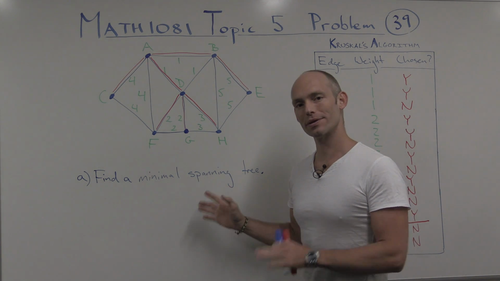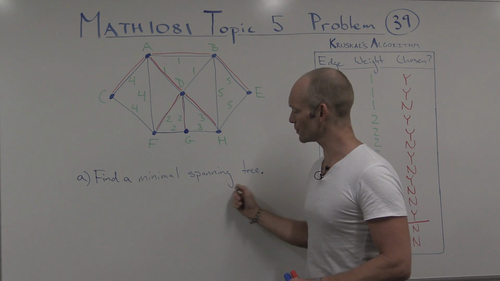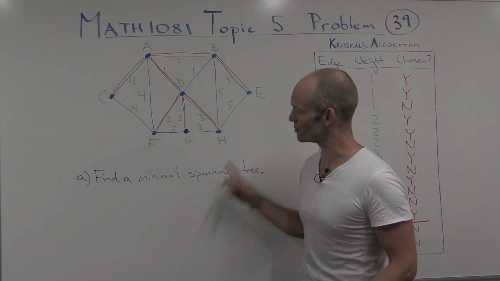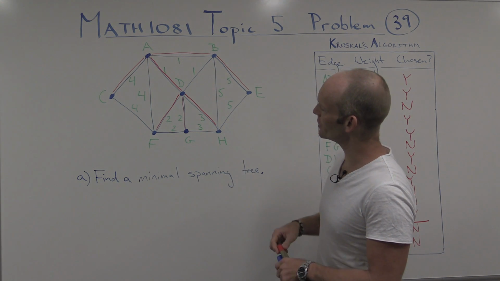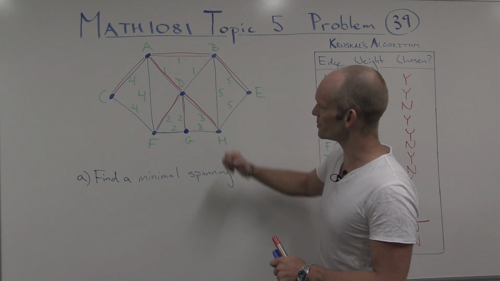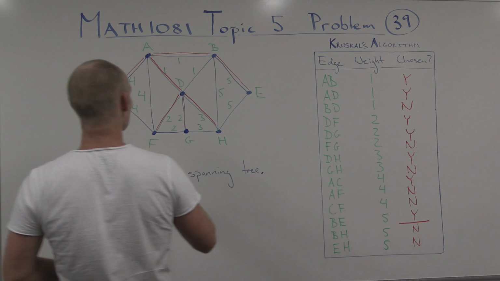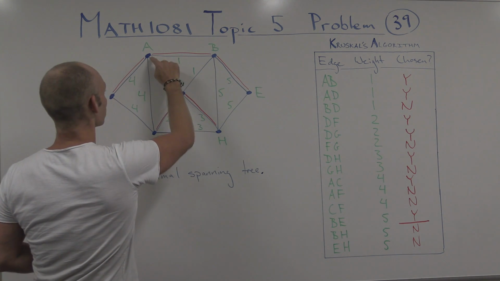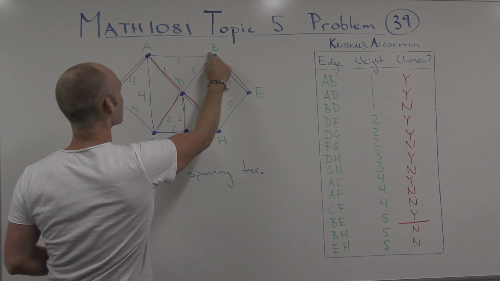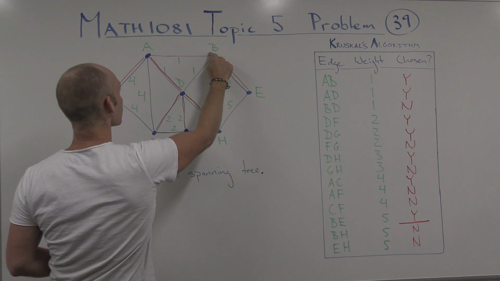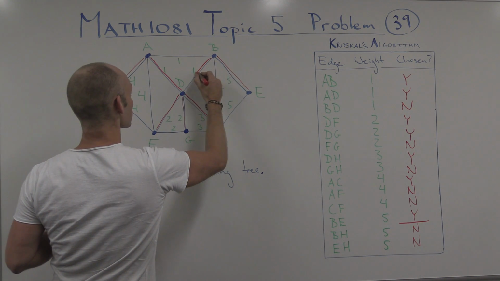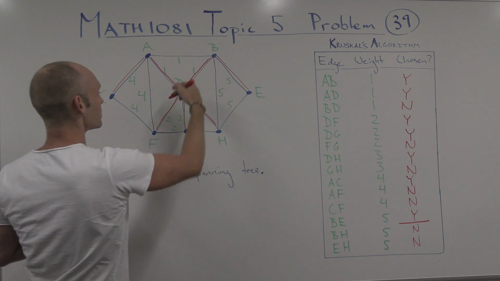So this was only one solution. We could have found other minimal spanning trees, and in fact we have to do that according to the problem. So what could we do here? Well, we could replace some of these edges with other edges. For instance, we could say, instead of this edge here, we could choose this edge here. So instead of AB, we could have BD.